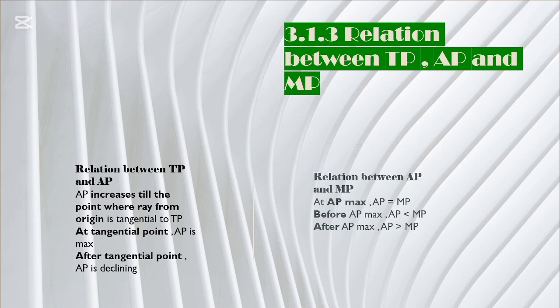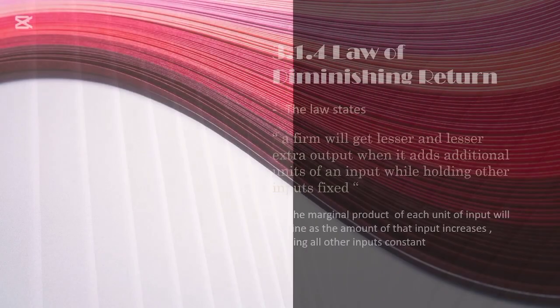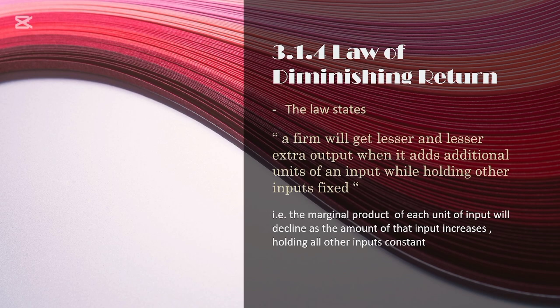Now we move on to the last topic of today's presentation, and that is the law of diminishing returns. This law states that when at least one input is fixed, it can be capital, then adding more of a variable input, like labor, eventually leads to smaller increases in output, holding all the other inputs constant. That is, after a certain point, each extra worker contributes less and less additional output than the previous one.